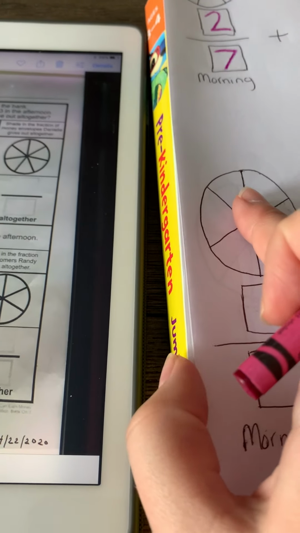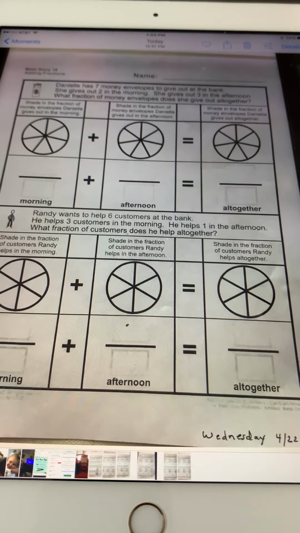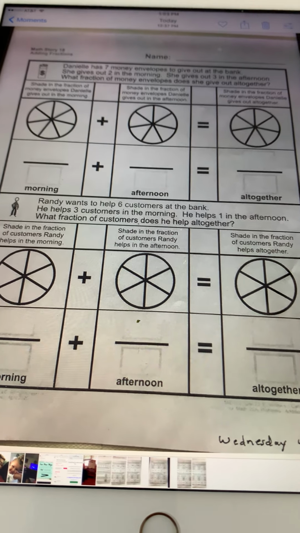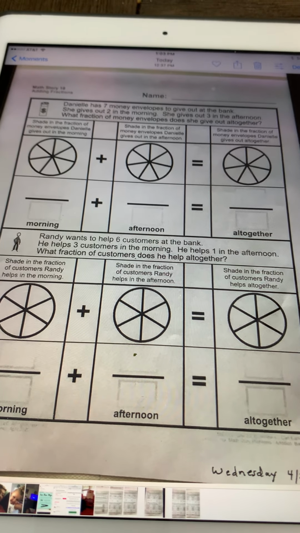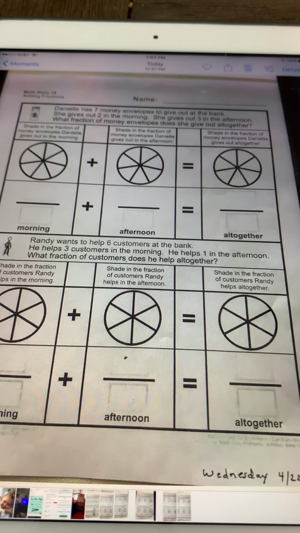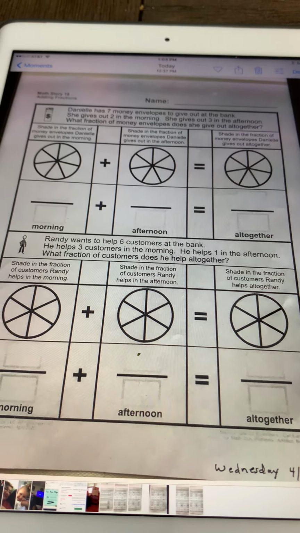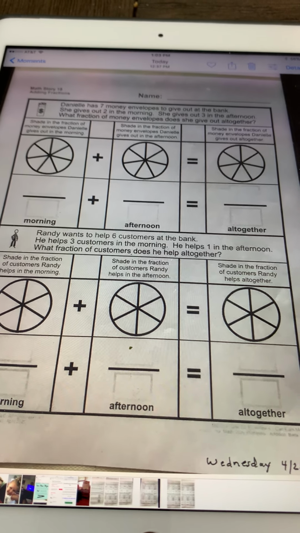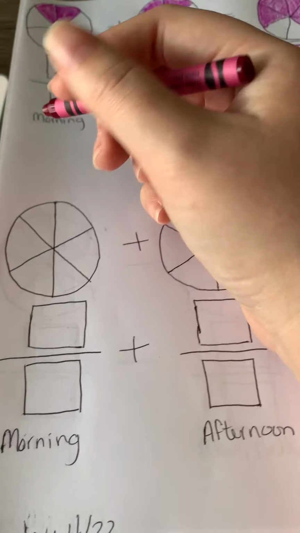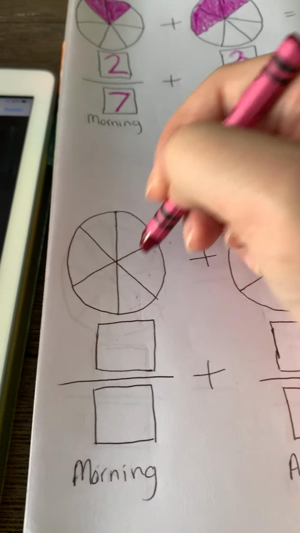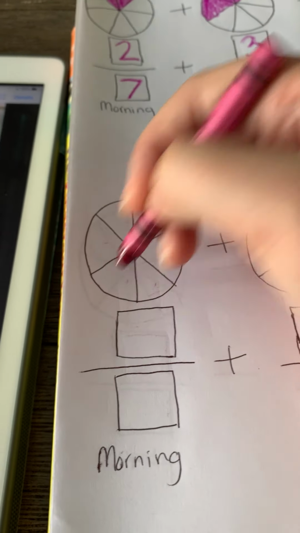Okay, so now we are going to go down to the bottom problem, and it reads, Randy wants to help 6 customers at the bank. He helps 3 customers in the morning. He helps 1 customer in the afternoon. What fraction of customers does he help all together? Okay, so there are a total of 6 customers that he helps at the bank. So let's make sure we have 6 pie slices. 1, 2, 3, 4, 5, 6.